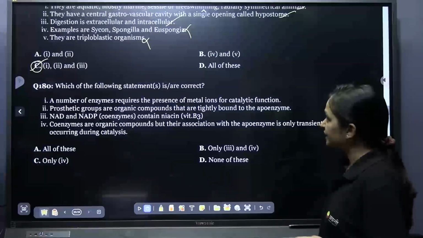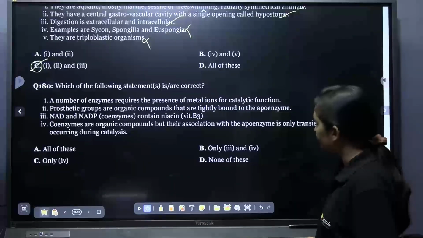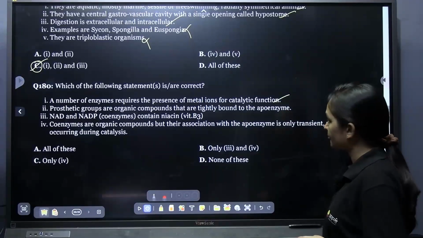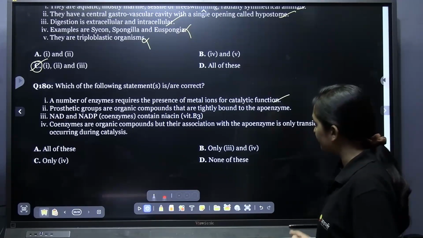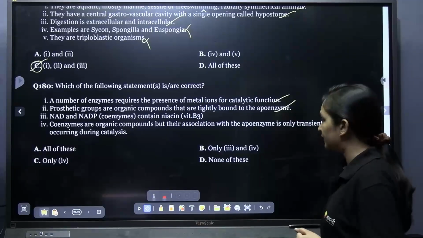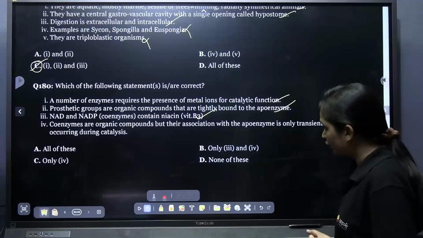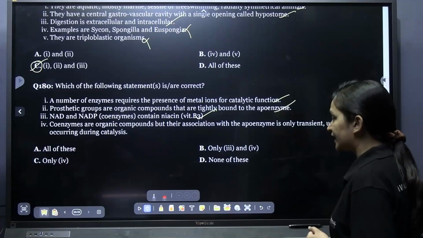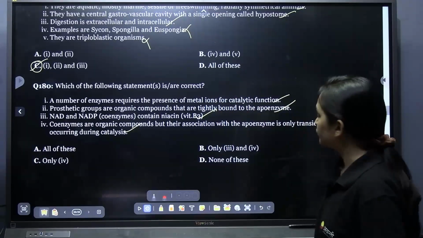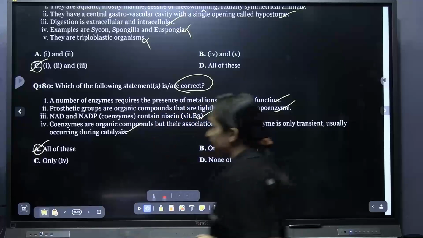Last question. Which of the following statements are correct? A number of enzymes require the presence of metal ions for catalytic function. Yes, metal ions are required as cofactors. Prosthetic groups are organic compounds that are tightly bound to the apoenzyme. Yes, prosthetic groups actually bind tightly. NAD and NADP coenzymes contain niacin, that is vitamin B3, correct. Coenzymes are organic compounds, but their association with apoenzyme is only transient and usually occurs during catalysis. This is also true. We need to find the correct options here, which means all of the above are correct.